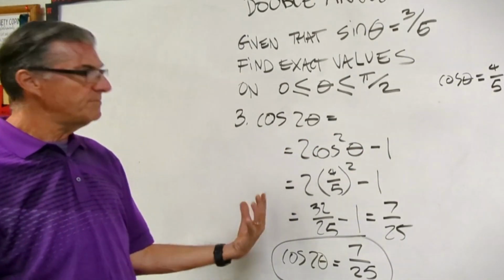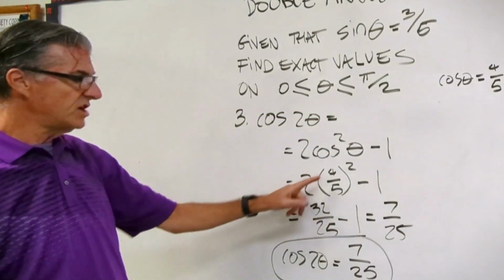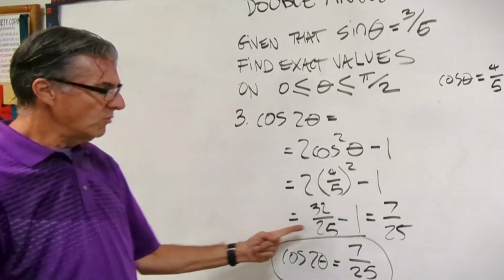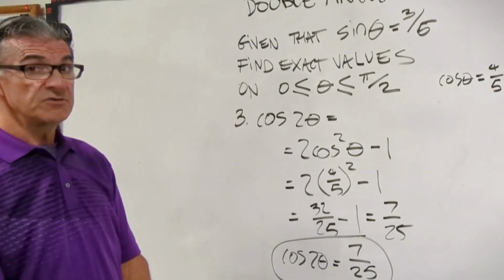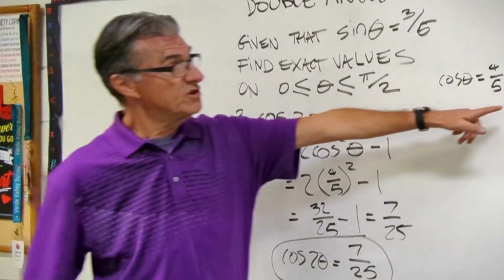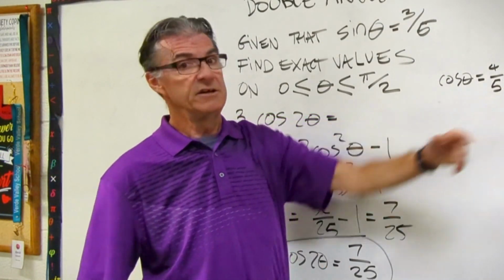I did my plug-in step. This time I'm plugging in my cosine value we found in the first problem. So I did 2 times 4/5 squared minus 1. I worked my math, combined my fractions, and lo and behold, I wound up with 7 over 25. So as long as you got that same result using the third cosine double angle identity, you're good.